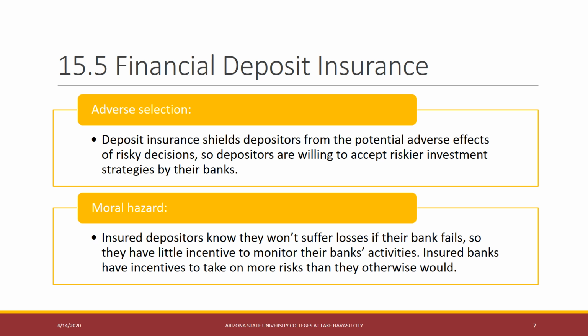One of the major problems is adverse selection. It is often a problem when insurance is involved, because people or firms that are relatively poor risks are sometimes able to disguise that fact from the insurer. It is instructive to examine the way this works with the deposit insurance provided by the FDIC. Deposit insurance shields depositors from the potential adverse effects of risky decisions. So depositors are willing to accept riskier investment strategies by the bank.